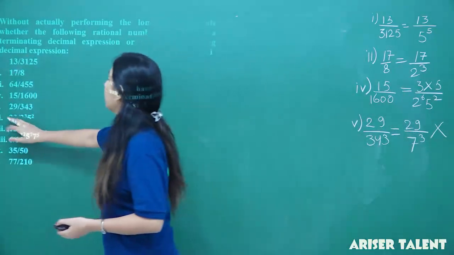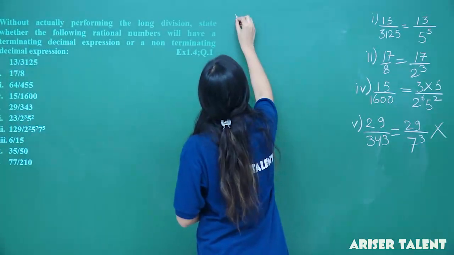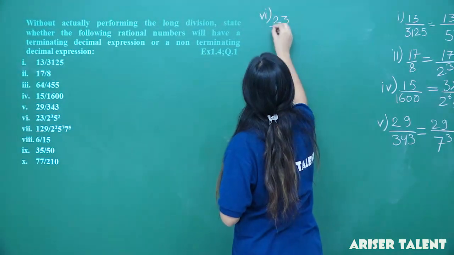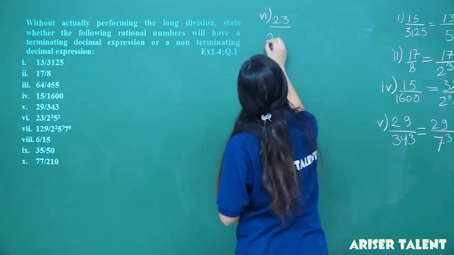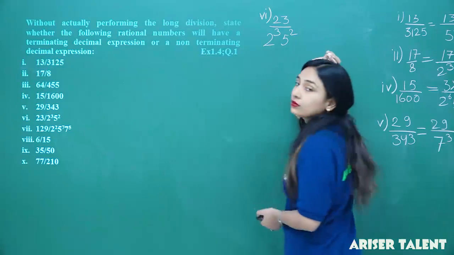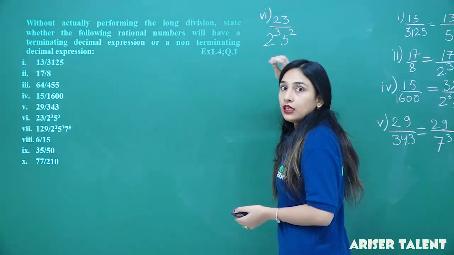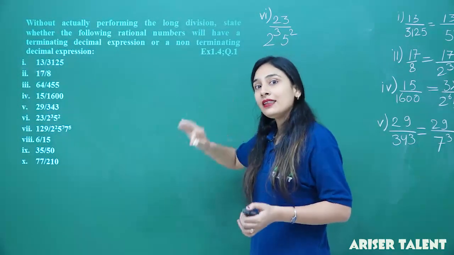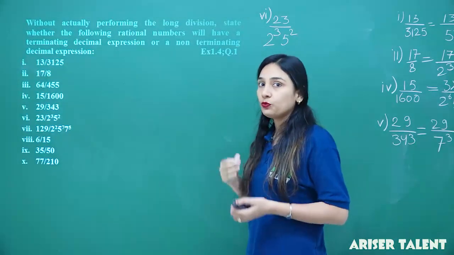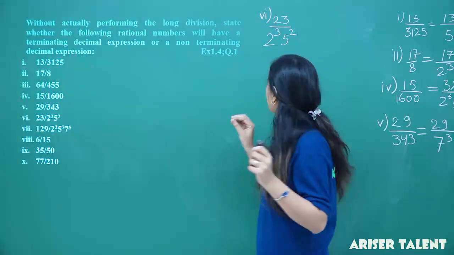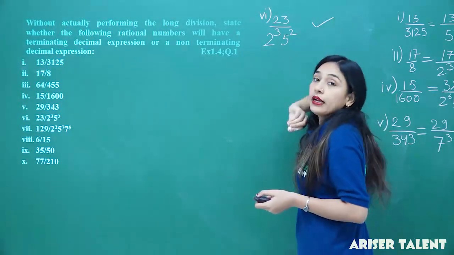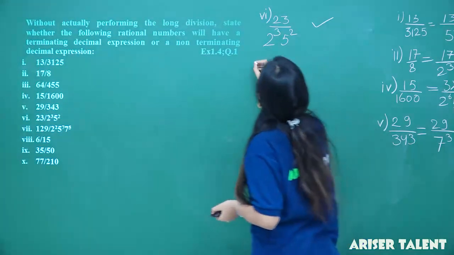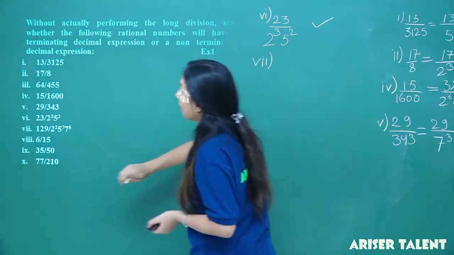Now the sixth one. The sixth one is 23 upon 2 raised to power 3 and 5 raised to power 2. How good, it's very good. This question is itself representing it in 2 raised to power n and 5 raised to power m. So you have to do nothing. Okay. So it is a terminating one.